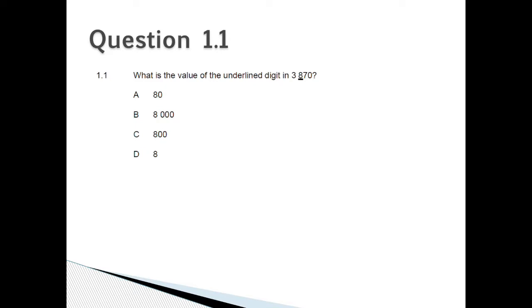What is the value of the underlined digit in 3,870 with 8 being underlined? Is it A, 80, B, 8,000, C, 800 or D, 8?